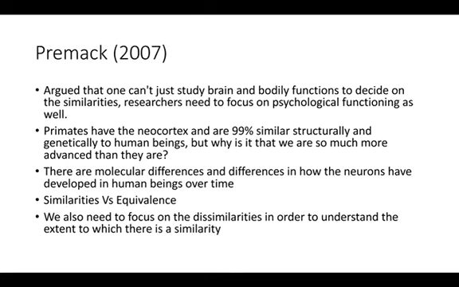So Premack in 2017, MacLean's model was introduced in 1990, and that is pretty old. In 2007, Premack argued that one can't just study the brain and bodily functions to understand the similarities between animals and human beings, that we need to focus rather on psychological functioning as well. Okay? For example, primates, like I said, monkeys, chimpanzees, they have a neocortex too, which human beings have as well, and are 99% similar structurally and genetically to human beings.